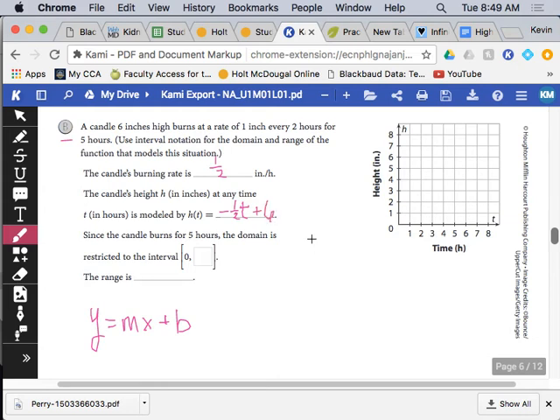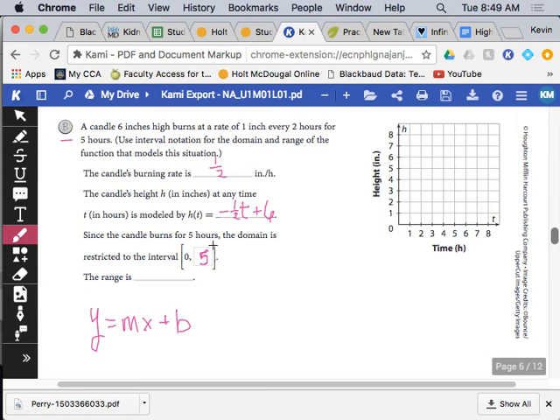Okay. Next question, it says, since the candle burns for 5 hours, the domain is restricted to the interval 0 to what, class? 5. Okay. The domain is the allowable values for my independent variable. Usually this is x, but in this case it's t, right? So t goes from 0 to 5. So my domain is 0 to 5.